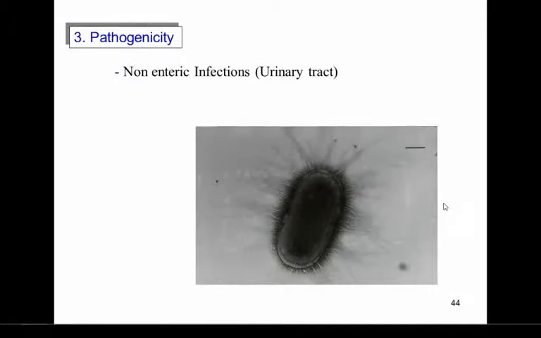Now, different strains of E. coli can cause non-enteric infections. So you can get urinary tract infections from E. coli. We're not going to talk about them. We're going to concentrate only on enteric infections. Oh, just remember, the choice here depends on the adhesin that is expressed by the bacterium.